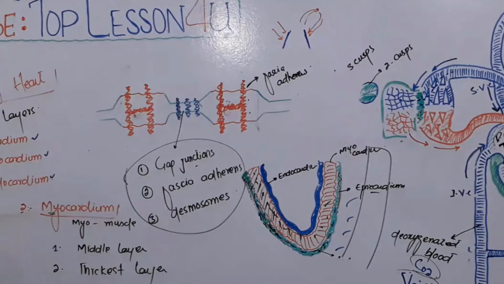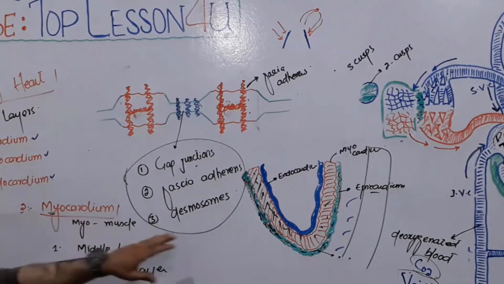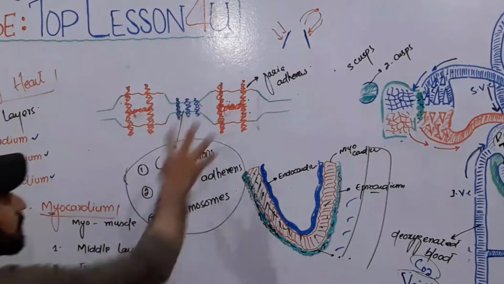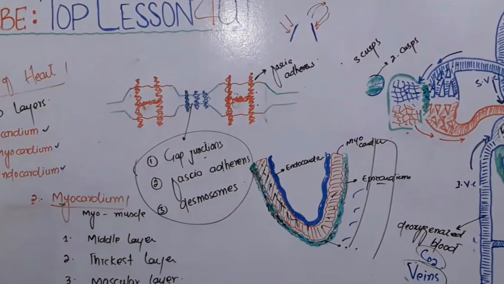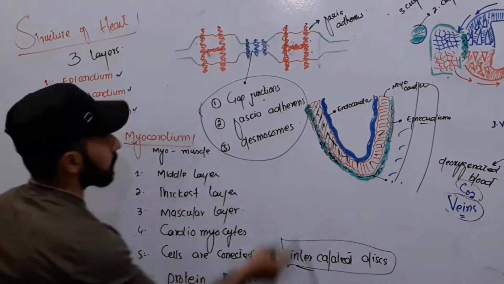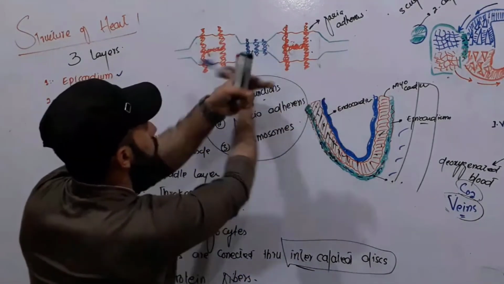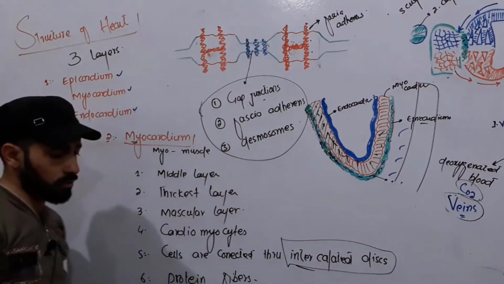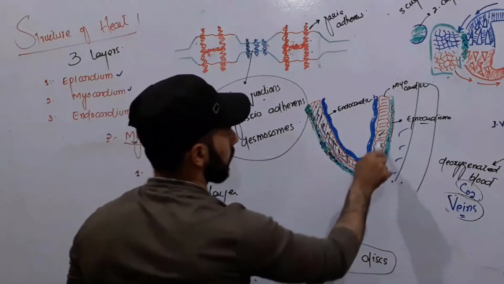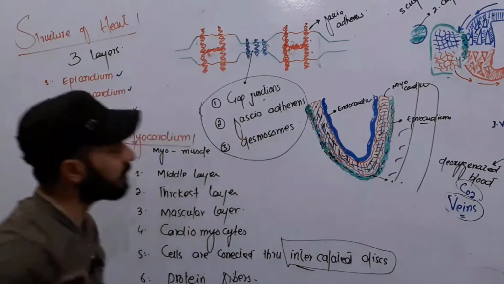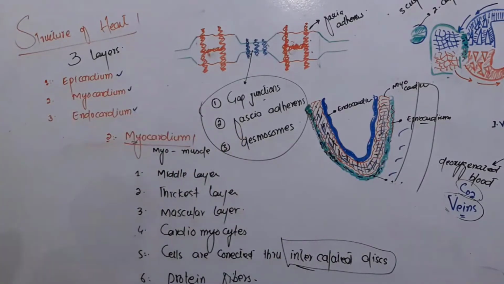Clear? So friends, this was about the myocardium of the heart, a very little detail. It is the muscular layer, the middle layer, the thickest layer, and it contains cardiomyocytes. These are the cells of the cardiac tissue, and cells are connected through intercalated discs. These discs contain gap junctions through which the exchange of materials occurs, and some proteins or connective tissue is also present in this layer. This was some very little detail about the myocardium of the heart.